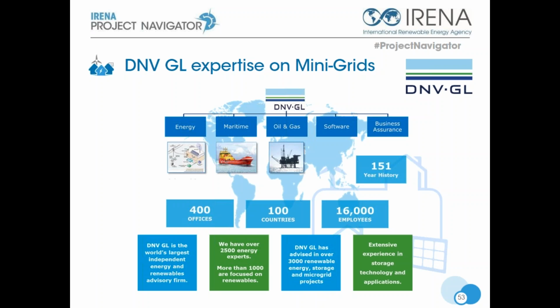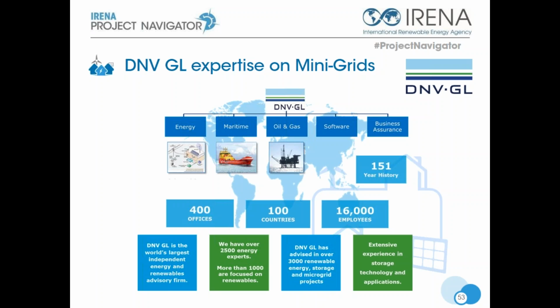So DNVGL is quite a large company. We have 16,000 employees and we're spread around 5 different business areas, of which energy is the main relevant one in this occasion. There we have 2,500 energy experts, and we mostly focus on renewable energy projects and energy storage and microgrids. And so far we've done over 3,000 projects.